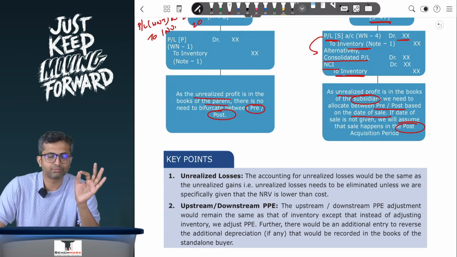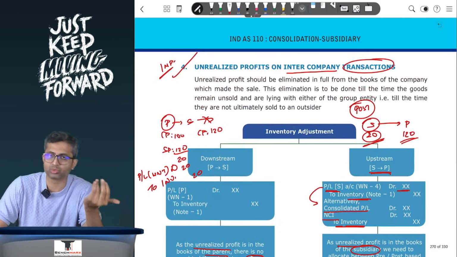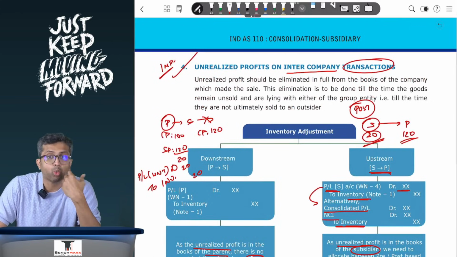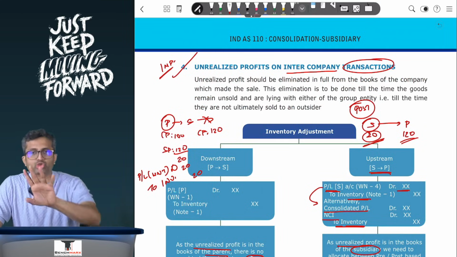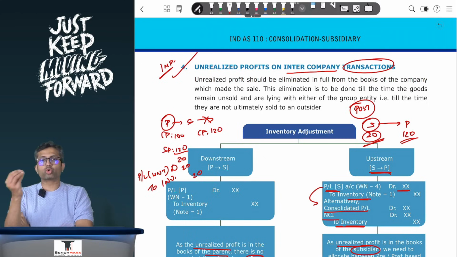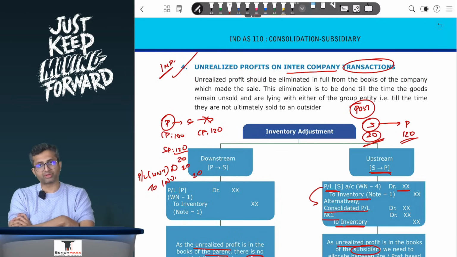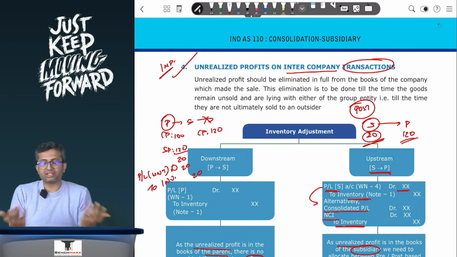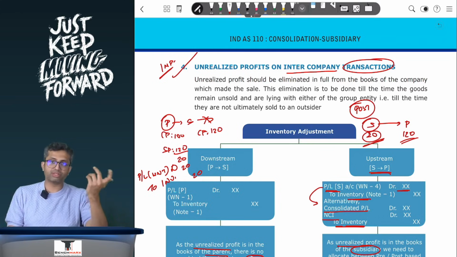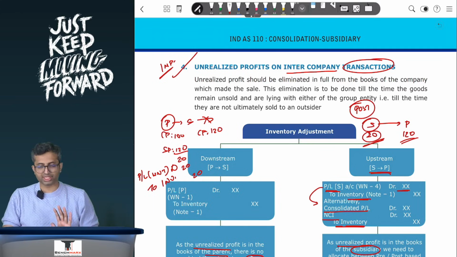Upstream is subsidiary selling to parent, downstream is parent selling to subsidiary. What happens for upstream or downstream profits can also apply for losses. It is very much possible that an inventory of 100 is sold at a token value of 1 rupee, that is a 99 rupees loss booked by the parent. So the subsidiary shows the inventory at 1 rupee and the parent is showing a loss of 99, but for the group as a whole, 99 is not a loss, inventory is not worth 1, it is worth 100, and hence you will reverse the unrealized losses the same way you reverse the unrealized gains.